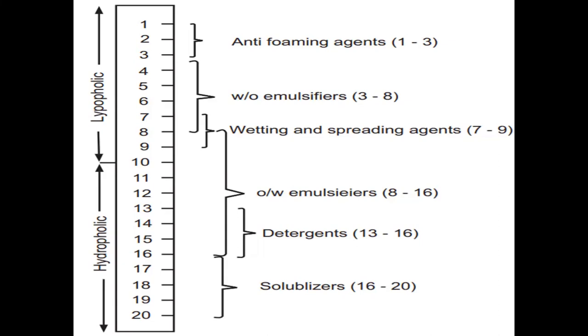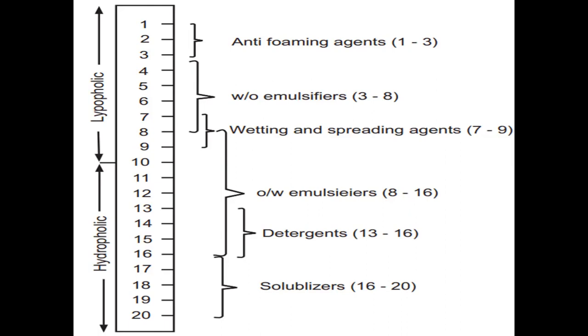Detergent HLB value, what is the range? As per the HLB scale, 13 to 16. Their example is polysorbate 60. Polysorbate 60 is an example of detergent and its HLB value is 14.9, which is in between 13 and 16.